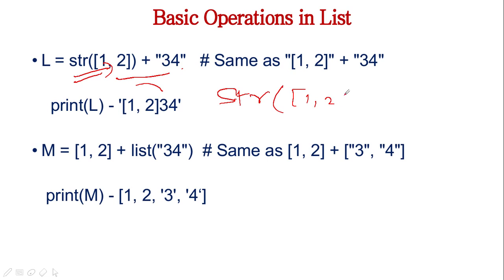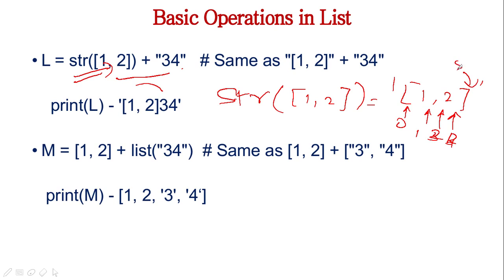str of [1, 2], when you consider this, you will get a string of length 5. This is the first character, this is the second character, this comma is the third character, this is the fourth character, okay, actually index will be 2, 3, and this is the fifth character. That will be the string equivalent. So when you concatenate with [3, 4], you will get a string of length 7.